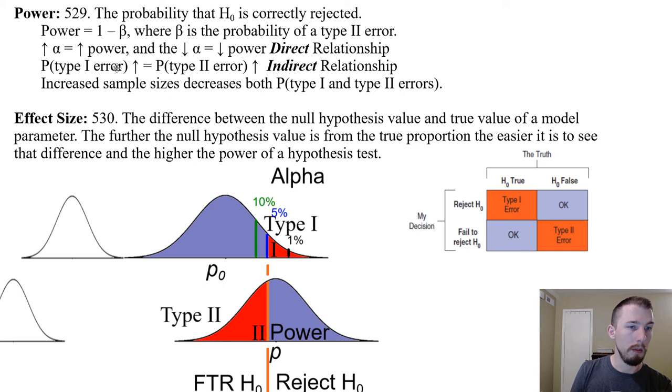Okay. The other thing we can look at is, as the probability of having a type 1 error, which is the alpha level, increases, then the probability of having the type 2 error is going to decrease. So that actually is an indirect relationship.